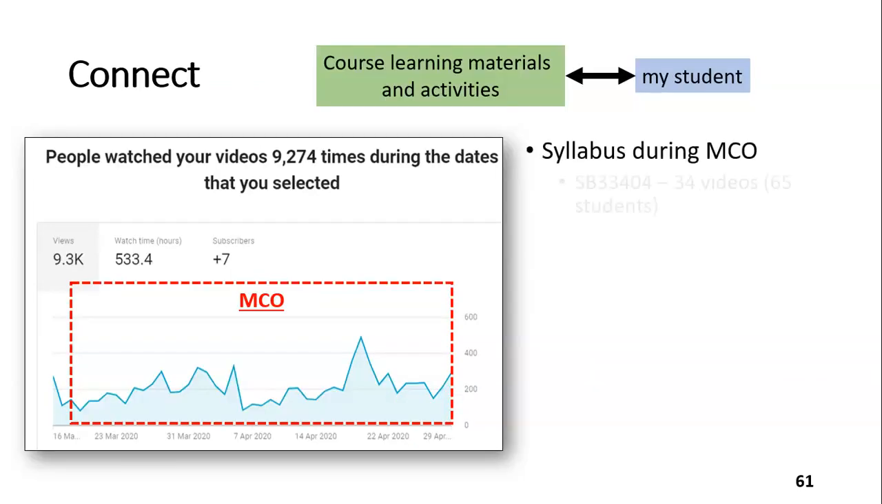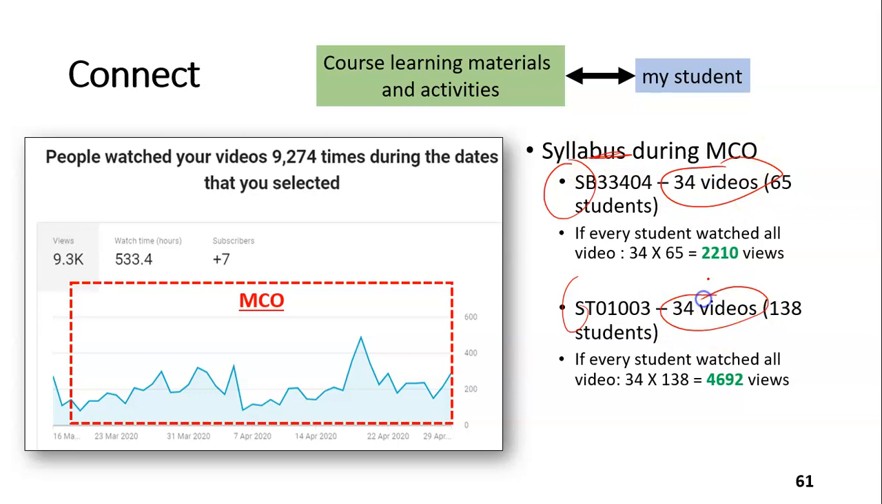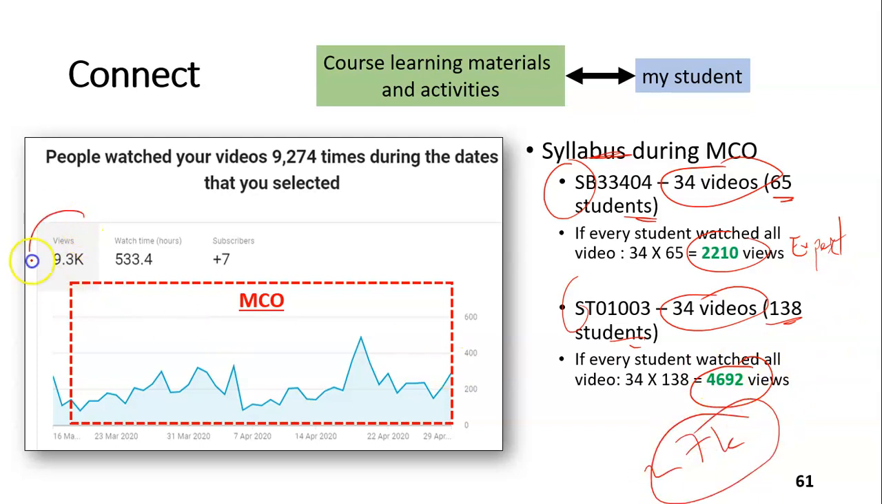So I can share with you something. I have 2 courses. During this period of MCO for the syllabus video, we have 34 videos for each of the courses, so it's different videos. For this one, it's 65 students. For this one, we have 438. If every student watches only once, this is the total view that I expect from this course, and this is also what I expect in this course. Altogether is about 7,000. But if you look at the views, actually it's close to 9,000 something.